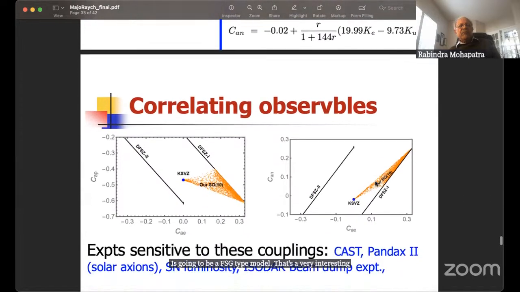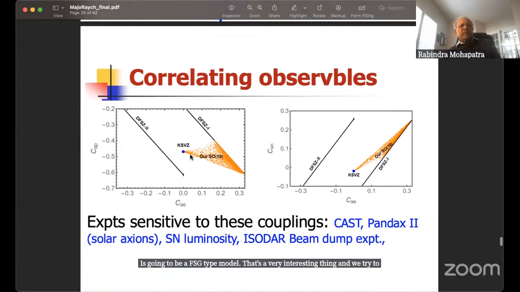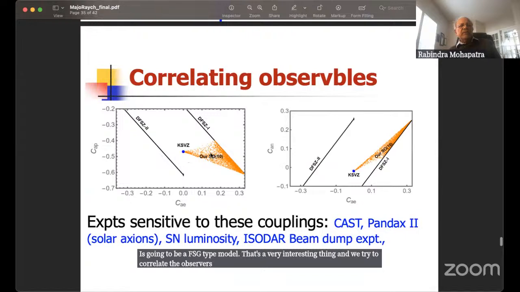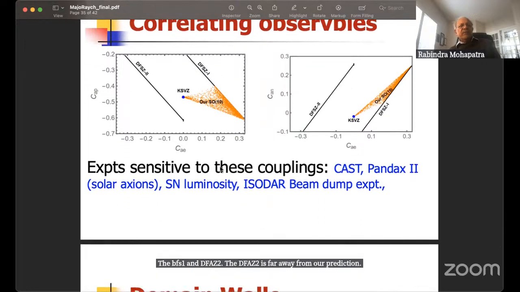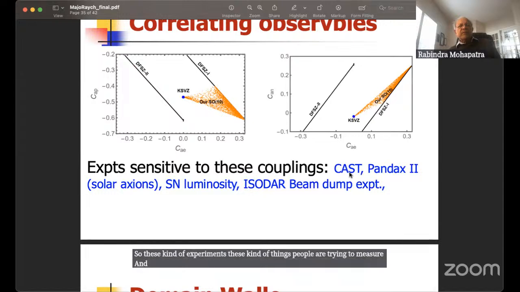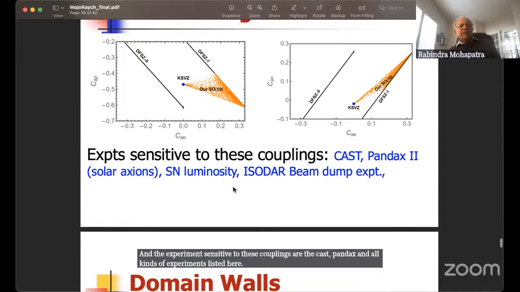We try to correlate the observables for the two limits. This is our theory; the yellow points are our theory. This is the KSVG limit, the DFSG1 and DFSG2. The DFSG2 is far away from our prediction. These are the kinds of things people are trying to measure, and the experiments sensitive to these couplings are CAST, PANDAX, and all kinds of experiments listed here. They will be sensitive to these couplings.